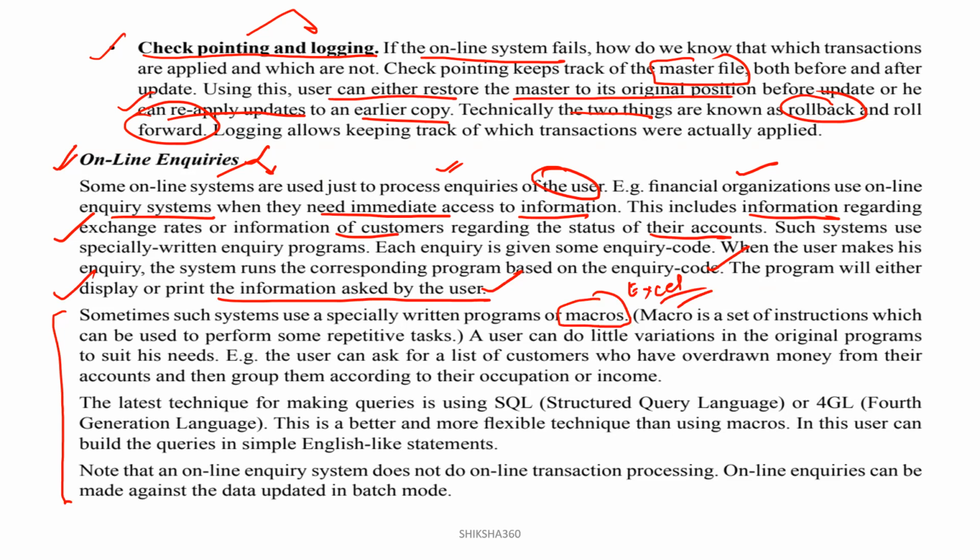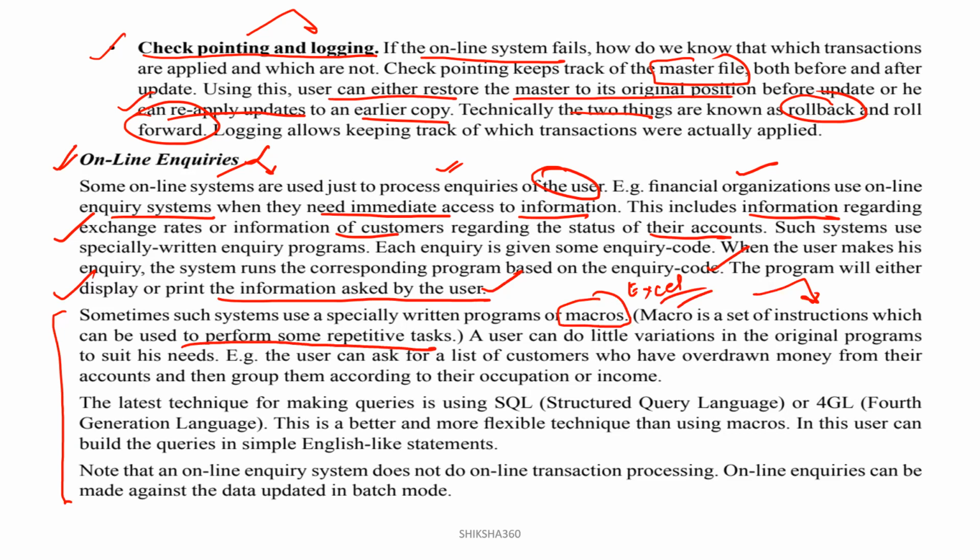Okay, so now let's discuss the same. Sometimes such systems use specially written programs or macros. So what are macros? A macro is a set of instructions which can be used to perform some repetitive task. The user can make little variations in the original program to suit his needs. For example, the user can ask for a list of customers who have overdrawn money from their accounts and then group them according to their occupation or income.